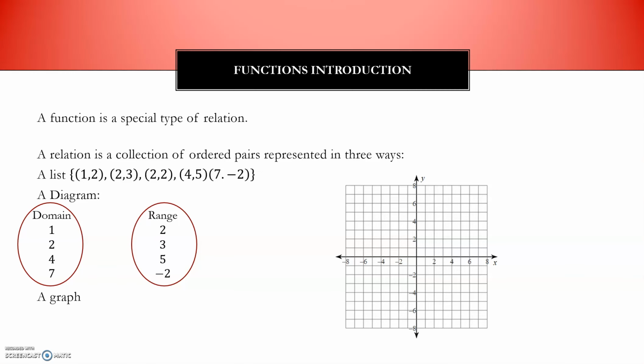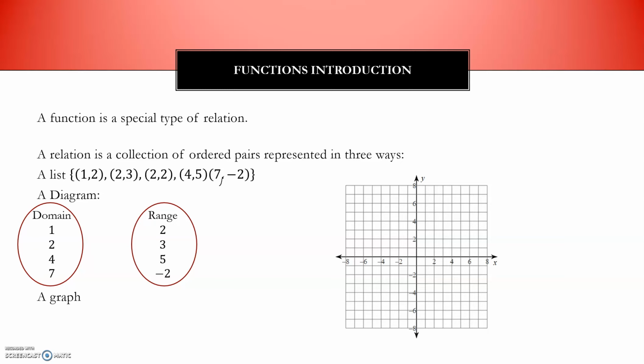A function is a special type of relation. As you may remember, a relation is any collection of ordered pairs, and it can be represented in three ways. The first way is as a list. So you see our ordered pairs there: (1, 2), (2, 3), (2, 2), (4, 5), and (7, -2). When you're doing a list like this, you always put the list in brackets as well. So that's just a notation thing. You don't see that all the time in high school math, but you will see it constantly in college math.